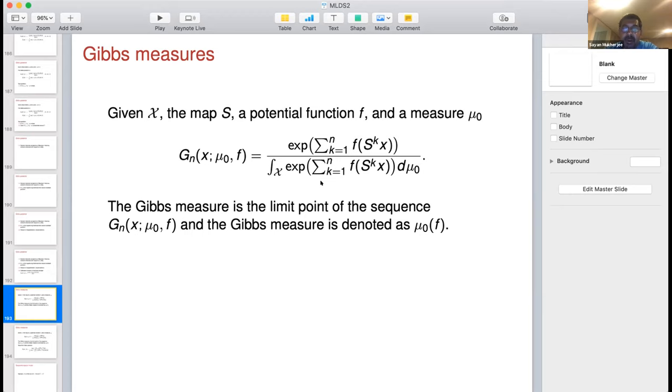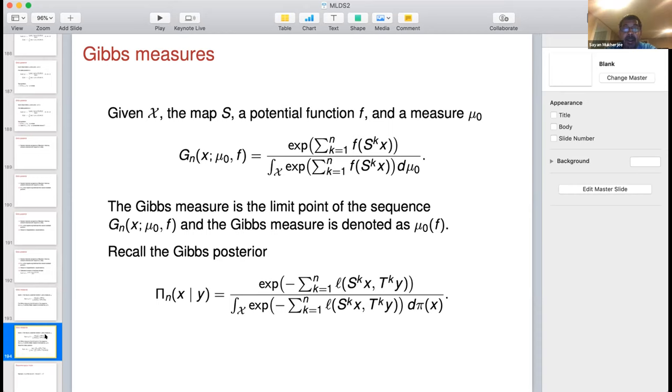The Gibbs measure was heavily studied by Bowen, Sinai, and Ruelle. A lot of what they did was basically relating dynamics to statistical physics. That's the real impetus and motivation for this. And this looks a lot like the Gibbs posterior, just with a very particular type of potential function, which is the loss.